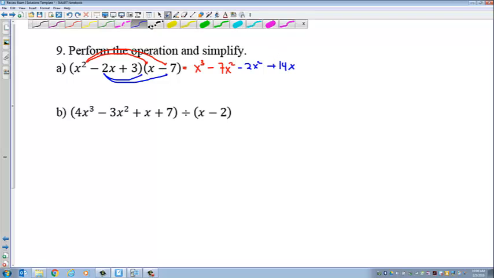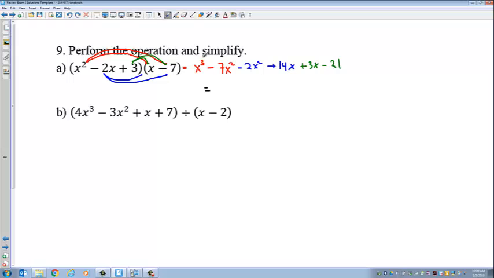And then we'll do the last two terms. So 3 times this and 3 times that. So 3 times x is 3x. So we have plus 3x. And then 3 times a minus 7 is a minus because it's plus a minus. So it's a minus 21. And then we simplify by combining like terms.